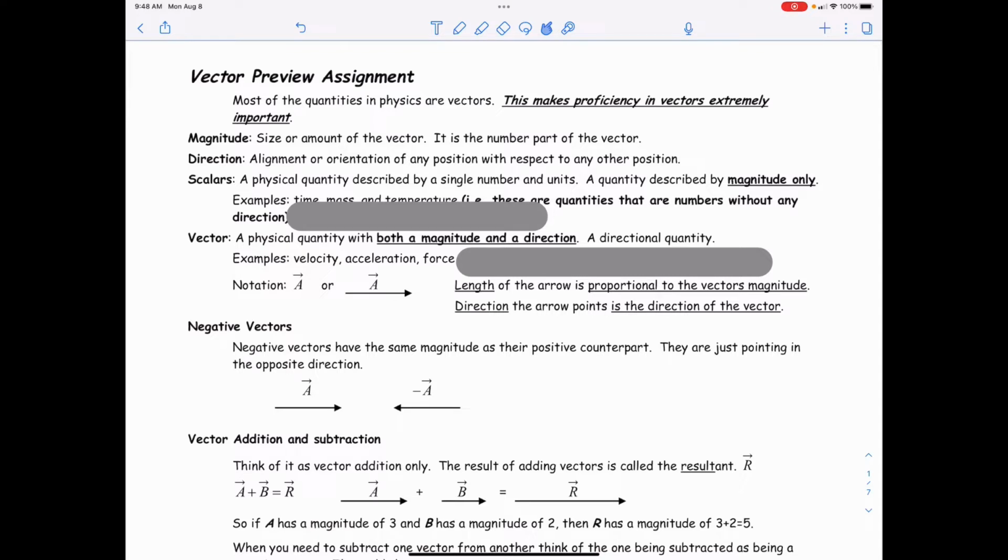Most of the quantities in physics are vectors. This makes proficiency in vectors extremely important. Vectors are quantities that have both magnitude and direction. So let's talk about what these are. Magnitude represents the size or amount of a vector. It's the number part. Direction is the alignment or orientation of any position with respect to another position.